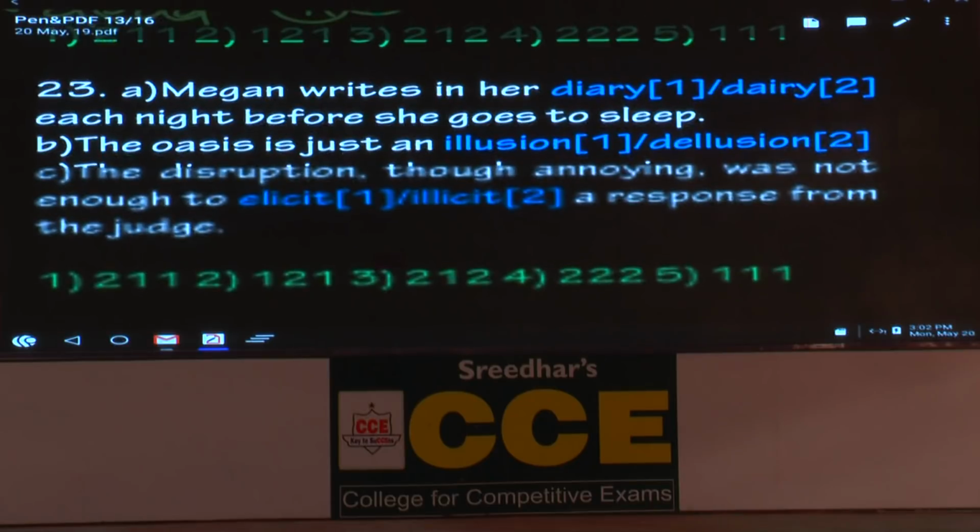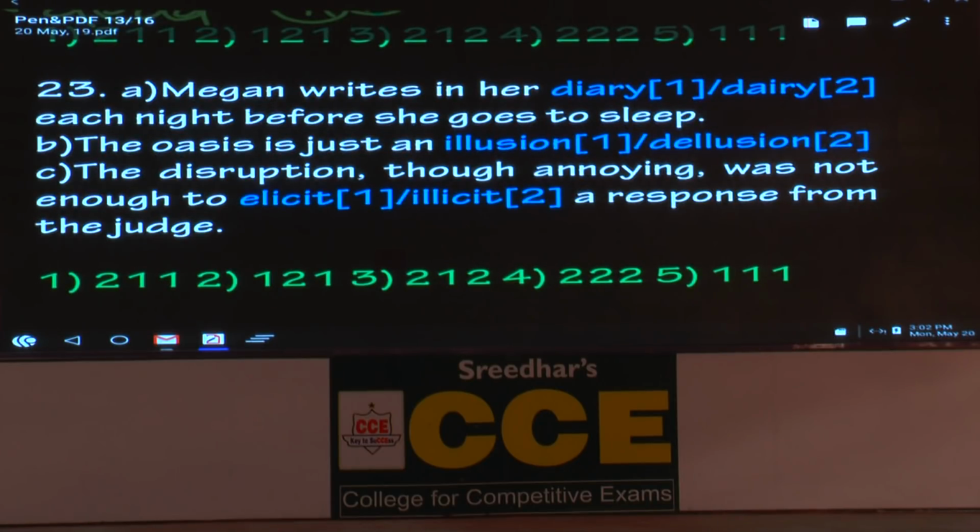Now 23. Megan writes in her diary or dairy? What is the spelling? D-I-A-R-Y. A lot of people get confused between diary and dairy. But it is easy to remember: what do you write in your diary? About yourself, I. So D-I, it goes with whatever you write about yourself. There ends the matter, easy to remember.